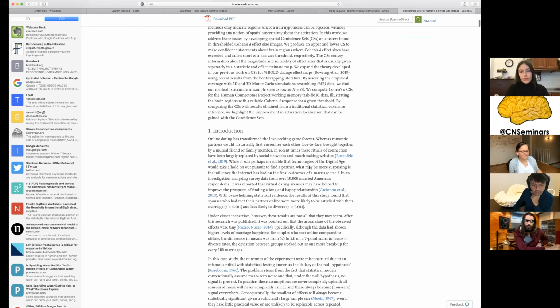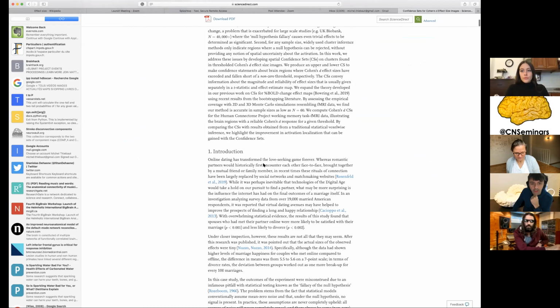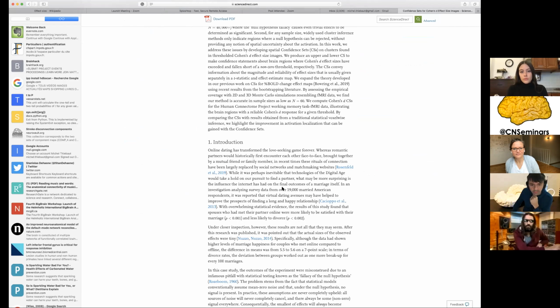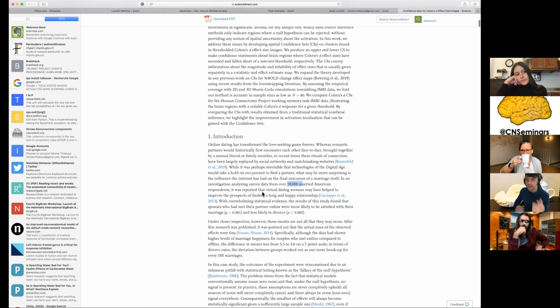And this is how the authors of this paper start their paper. For example, they look at online dating, and they tested 19,000 married Americans, and they checked whether there was a relationship between the fact that they met on online dating or not, and whether there is an effect on their happiness in their couple and whether they stay together or not, and found a very significant effect that made the press, and everybody was very impressed that online dating was so much helping our social life and love life.